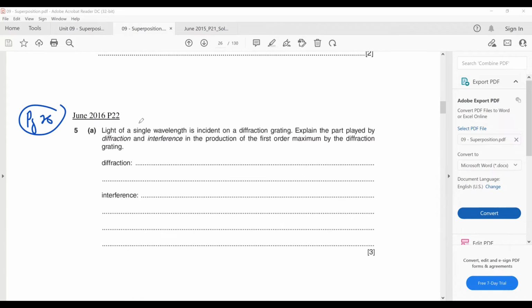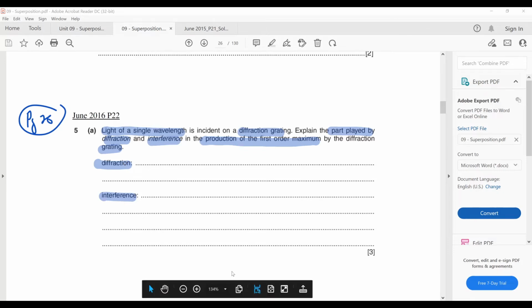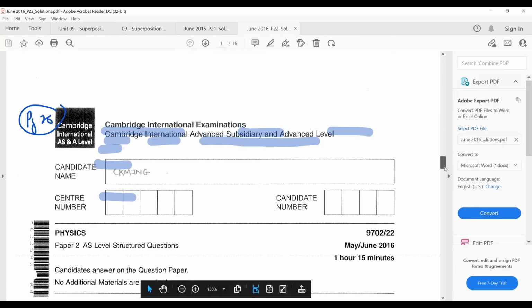Now, they tell you light of single wavelength is incident on a diffraction grating. Explain the part played by diffraction and interference in the production of the first order maximum in the diffraction grating. Now, the diffraction occurs at the slits. The interference occurs after the light spreads out from the slit. When they spread out from the slit and interfere with each other, that's how you form your regions of constructive and destructive interference, which I think I've shown many times already, so I don't think I will show it right now. So let me just open the answers for you. This is June 2016 P22, question 5.